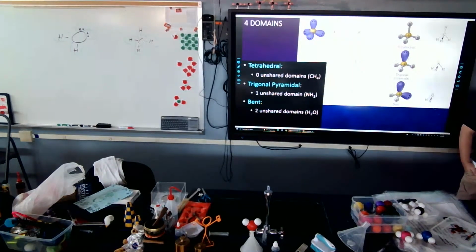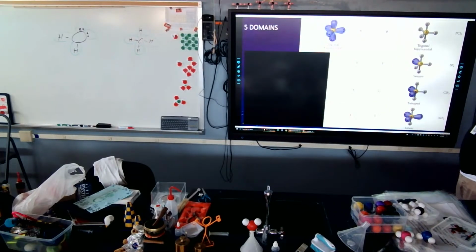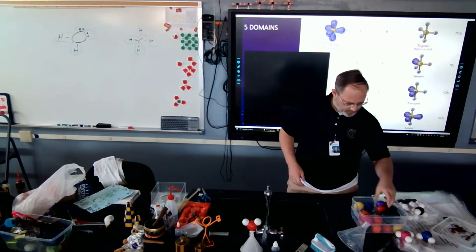All right. You might have noticed that 3 domains had 2 geometries, 4 domains had 3 geometries. Guess how many 5 domains has? So if you have trigonal bipyramidal geometries, I got one in here somewhere.